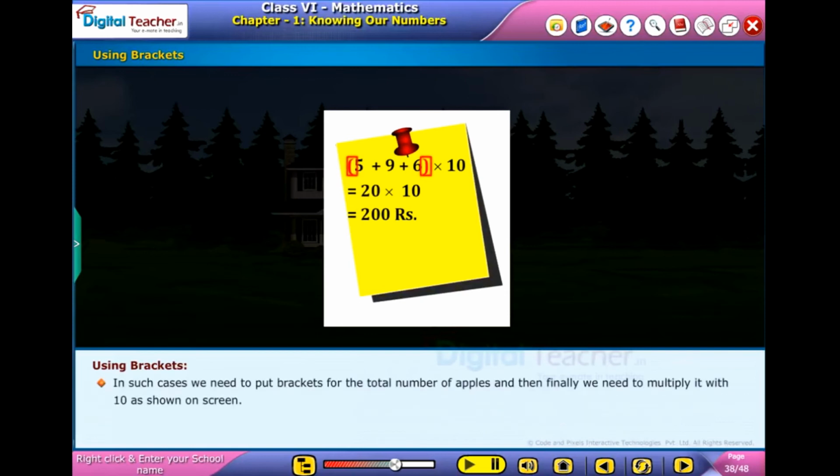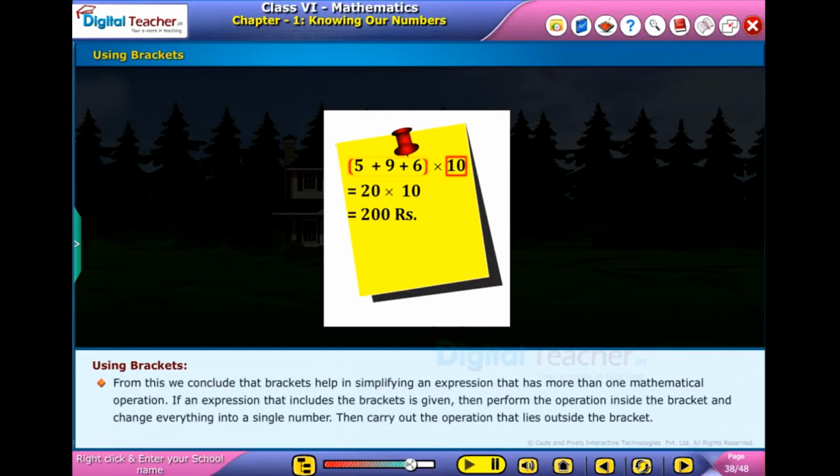In such cases, we need to put brackets for the total number of apples and then finally, we need to multiply it with 10 as shown on screen. From this, we conclude that brackets help in simplifying an expression that has more than one mathematical operation. If an expression that includes the brackets is given, then perform the operation inside the bracket and change everything into a single number. Then carry out the operation that lies outside the bracket.